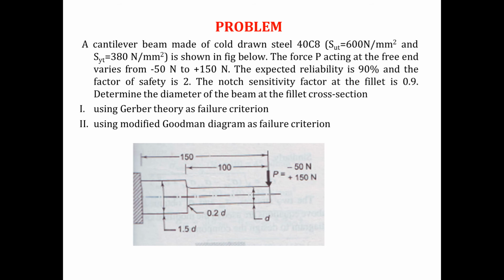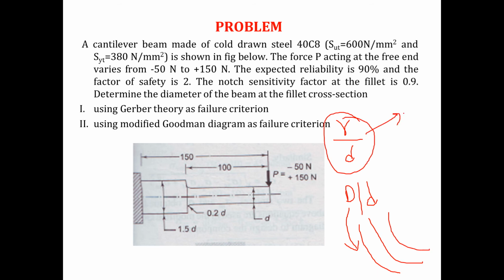In that chart you will get two values: one is small r by d, and another is capital D by small d. If you remember, capital D by small d values are the curved lines, and small r by d is the x-axis. On the y-axis you have your Kt. So you first find small r by d, then capital D by small d, and then equate those two values in the graph. The corresponding value you get on the y-axis will be your Kt.